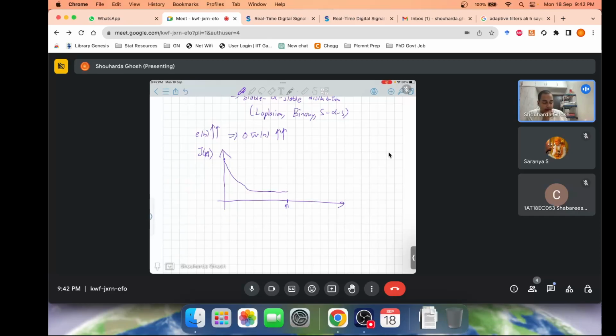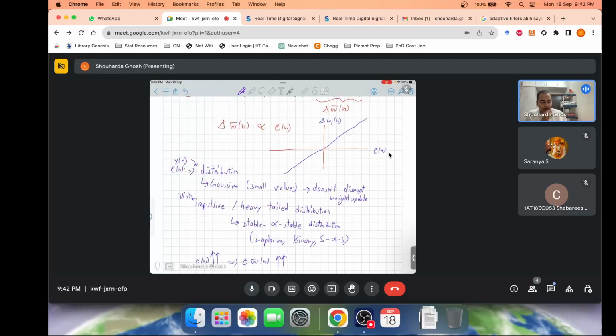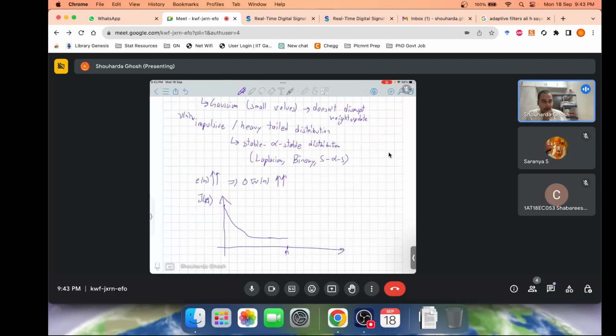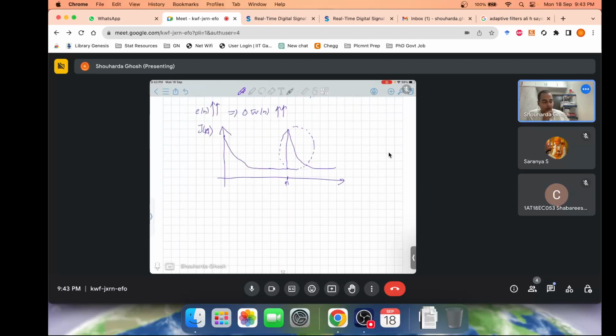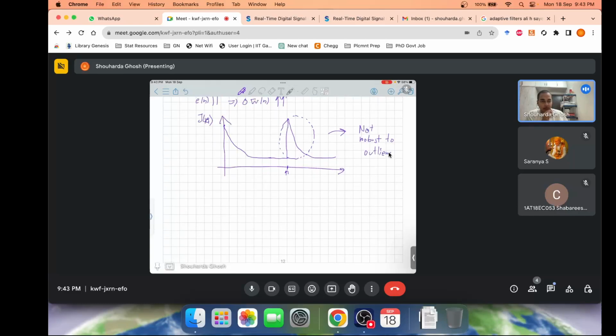But all of a sudden an impulsive noise comes, and because E(n) is very high, my delta W will become very high suddenly, and from here I will again get a shot over here. I am not supposed to diverge because I have reached steady state, but because there is a lightning behind me, suddenly it goes up, and again I take time to converge. So I am suffering from a very big problem. I might lose some information that I was supposed to get during this time. So we say that this is not robust to outliers.